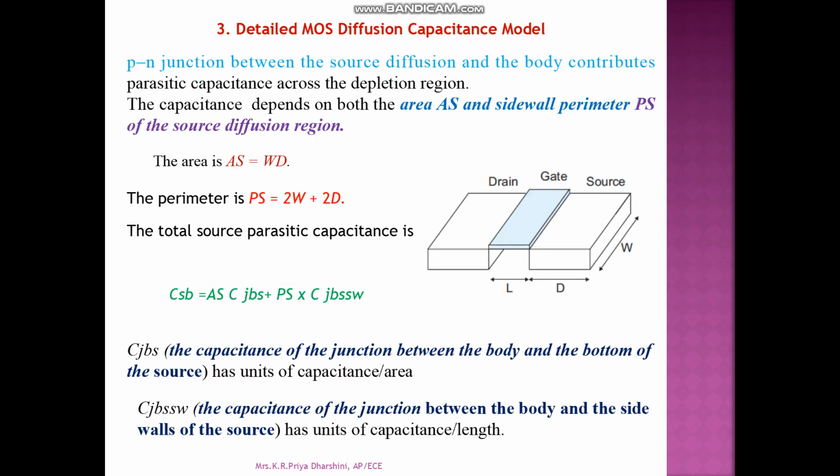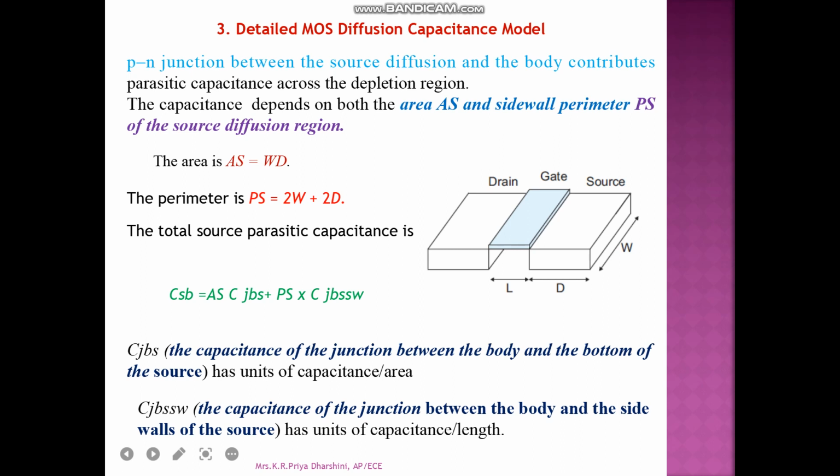The last one is a detailed MOS diffusion capacitance model. The PN junction between the source diffusion and body contributes a parasitic capacitance along the depletion region. The capacitance depends on both the area AS and sidewall perimeter PS of the source diffusion region. So this is a length, depth, and width of the capacitor. The area can be written as AS equal to W into D. The perimeter can be written as PS equal to 2W plus 2D.